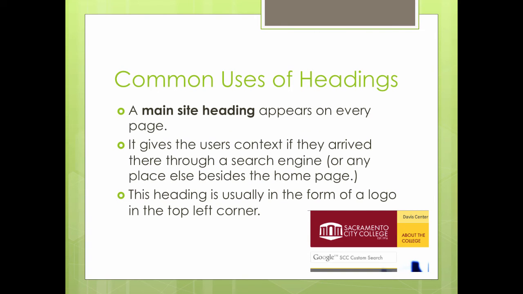So some common uses of headings in a site layout. The main site heading appears on every page. This is otherwise known as a site ID. It gives the users context. If they arrived on your page from somewhere else, they can identify what website they're on. Now, this form of heading is usually a logo in the top left corner. Not always, but that is the case on a Sacramento City College website.